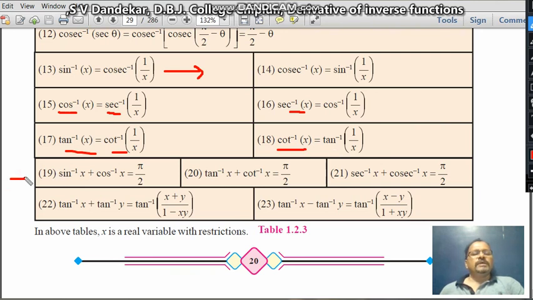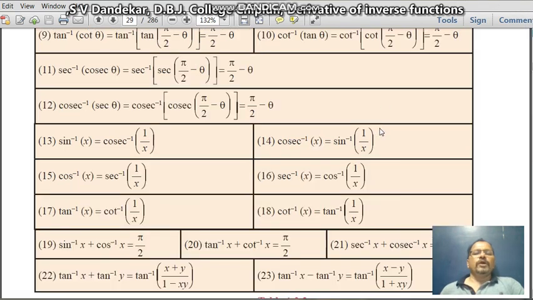Also remember these 3 identities. Sin inverse theta plus cos inverse theta is equal to pi by 2, tan inverse x plus cot inverse x is pi by 2, sec inverse x plus cosec inverse x is pi by 2. In the section 1 we are also going to prove this. Tan inverse x plus tan inverse y is equal to tan inverse x plus y upon 1 minus xy, and similarly tan inverse x minus tan inverse y is equal to tan inverse x minus y upon 1 plus xy. Few more formulae are there, but we are going to take them while solving problems only.